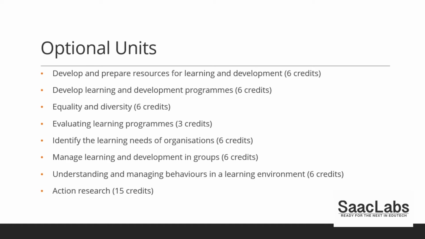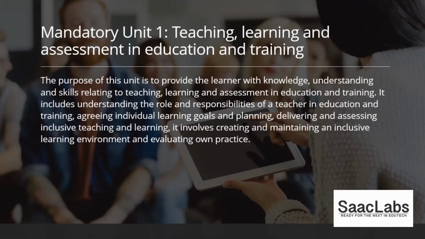Okay, right. So now we've had a look and summarized what the diploma includes in terms of units. Now we're going to start going into the units in more detail. And the very first unit that we're going to cover an overview of is Mandatory Unit 1, Teaching, Learning and Assessment in Education and Training.